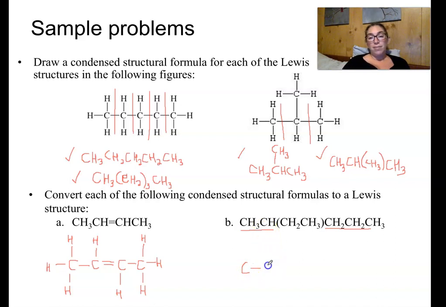There's 5 of them. Carbon, carbon, carbon, carbon, and carbon. And this branch group is coming off of the 2nd carbon. So I'm just going to draw it up here. And it has 2 carbons in the branch.